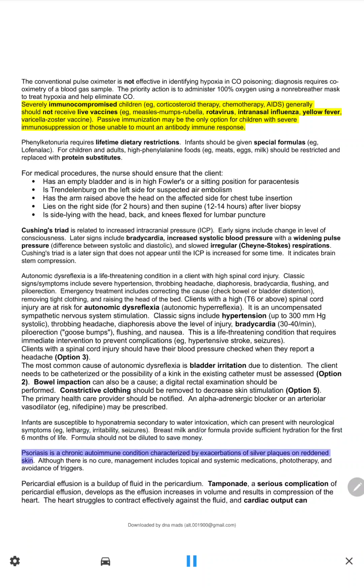Psoriasis is a chronic autoimmune condition characterized by exacerbations of silver plaques on reddened skin. Although there is no cure, management includes topical and systemic medications, phototherapy, and avoidance of triggers.